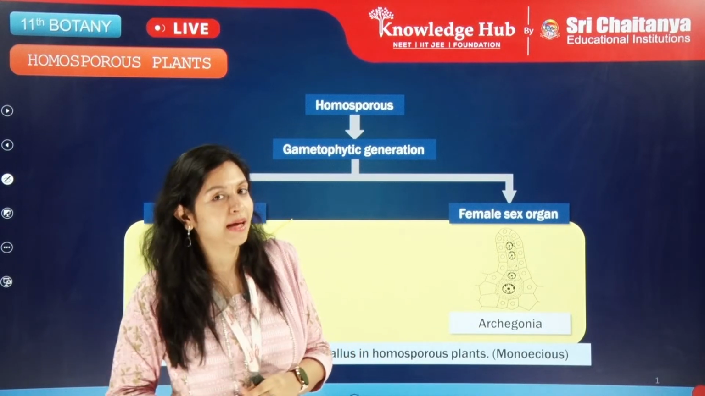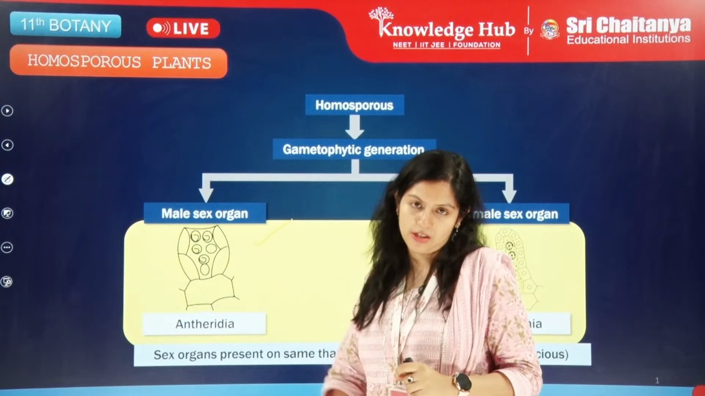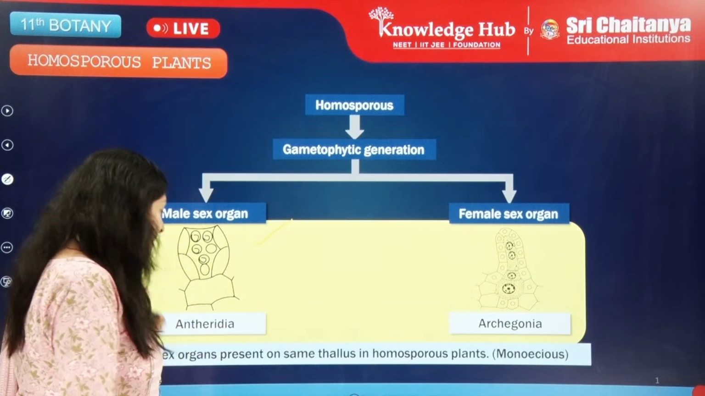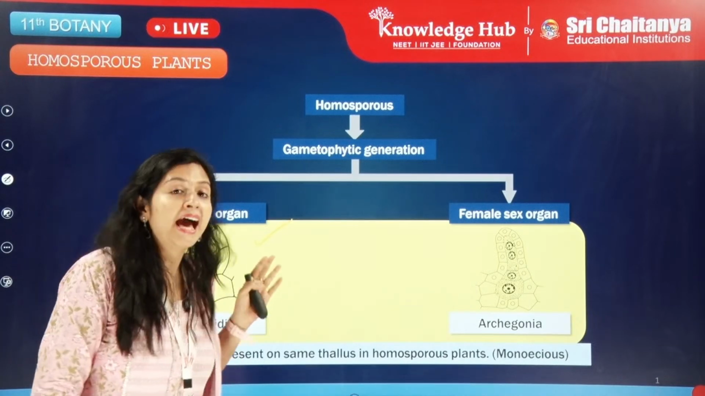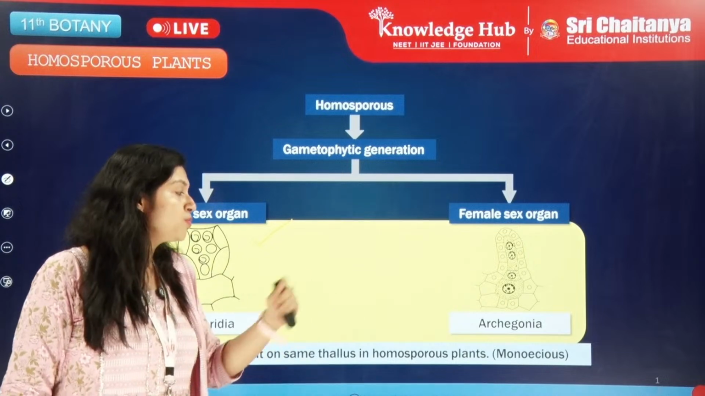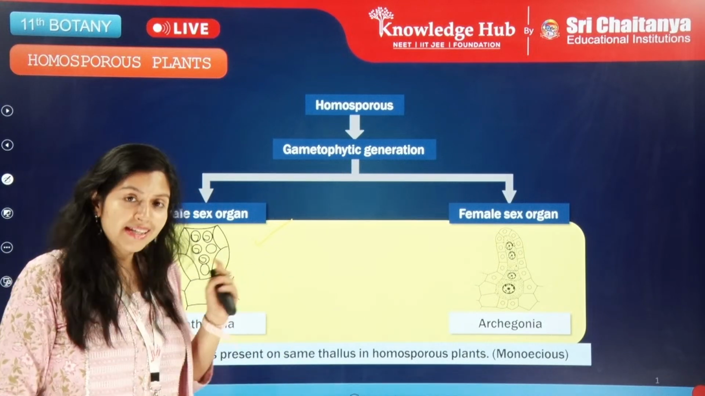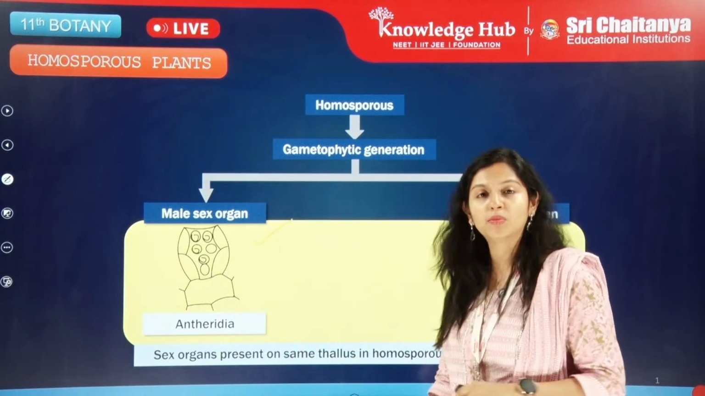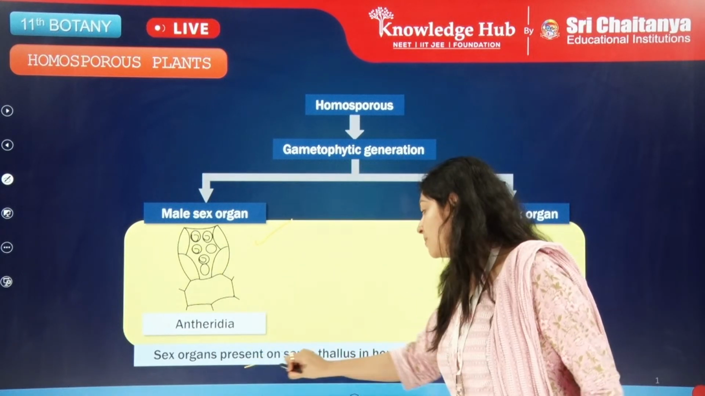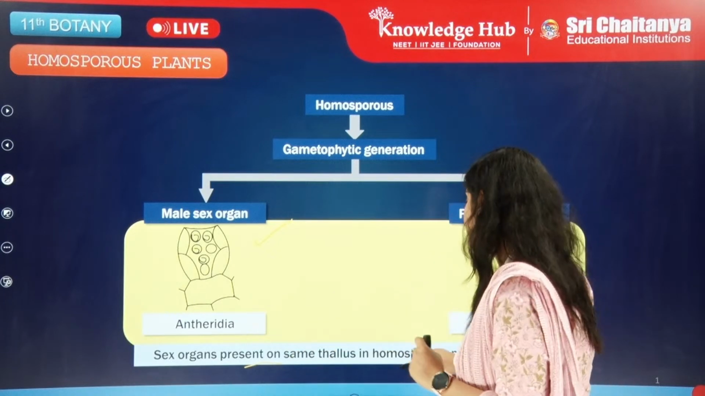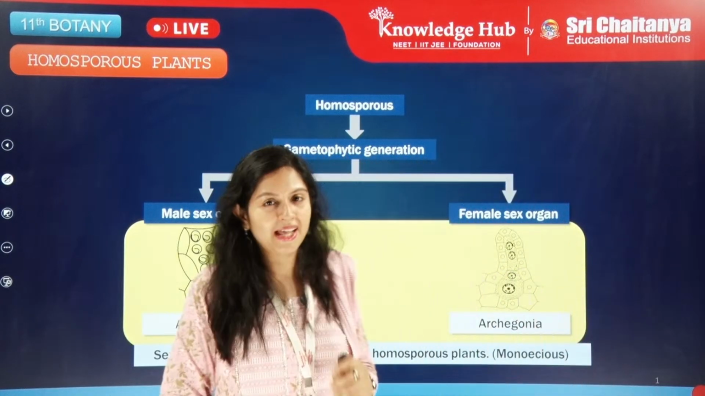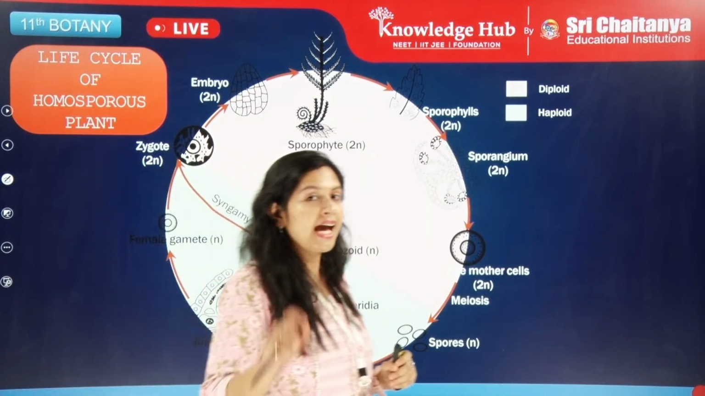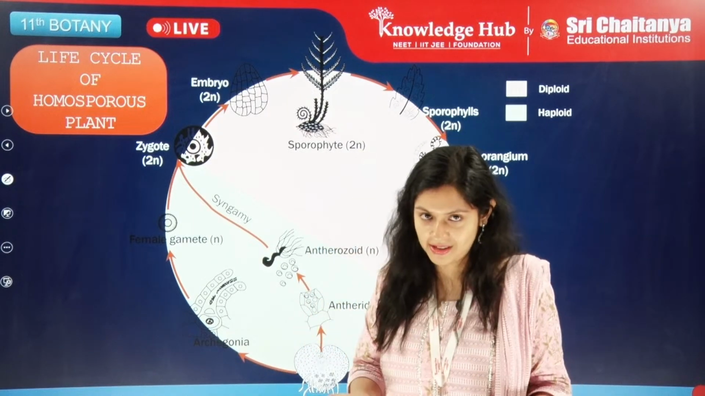Okay, one particular gametophyte will bear both of these together. Now, one more thing. Sex organs present on the same thallus in homosporous plants is termed monoecious. Why are we calling it monoecious? Last time also we called it monoecious because the sex organs are present on the same thallus in these homosporous plants. Now let us look at the life cycle of these plants.